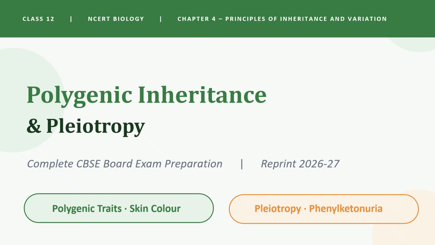Today we are going to see class 12 biology chapter 4, principles of inheritance and variation. In that we are going to see polygenic inheritance and pleiotropy. These two concepts help us to understand how genes interact to produce a wide variety of traits observed in living organisms.